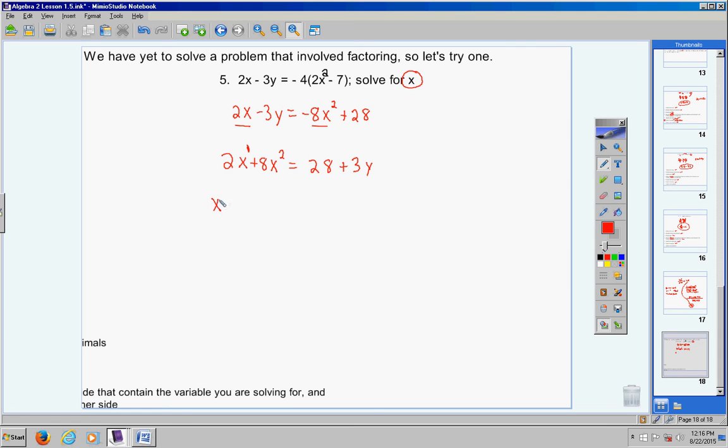Now, when I pull the x out, I'm left with 2 plus 8x. I mean, think about it. I had one x here. I pulled it out, so I have none left. I have 2 x's here. I pulled out 1, so I'm left with 1. Look at it again, guys. Back up the video and watch again if you need to.